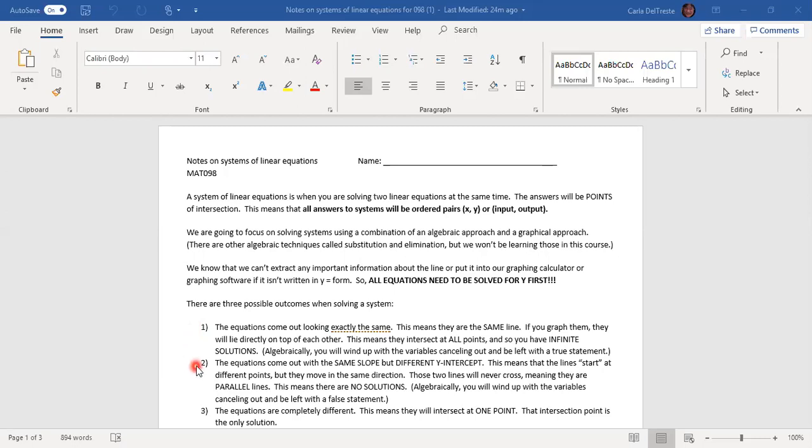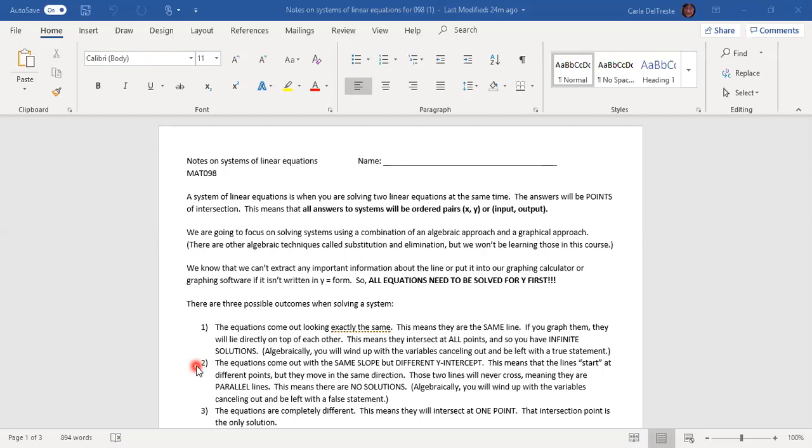Possibility number two is that you solve each equation for y, and the equations come out with the same slope but different y-intercept. That means that the lines quote-unquote start at different points because they have different y-intercepts, but they're going to move in the same direction.